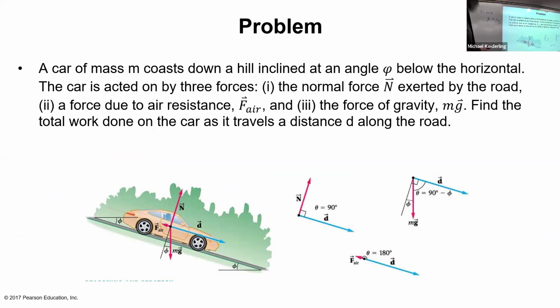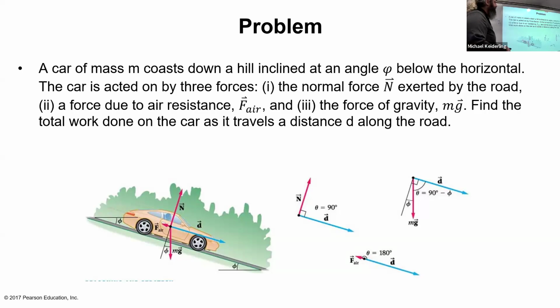So here we have a car of mass m that coasts down a hill, inclined at an angle phi below the horizontal. The car is acted on by 3 forces. There's the normal force perpendicular to the road, exerted by the road. That's force 1. Force 2 is the force due to air resistance, pointing backwards against the car. And then lastly, there's the force of gravity, mg, pulling the car down. We want to find the total work done on the car as it travels a distance d along the road.